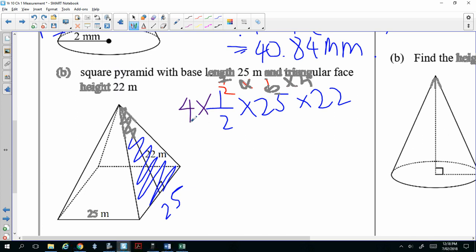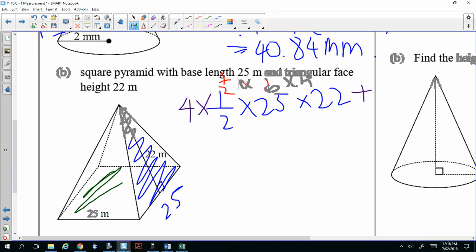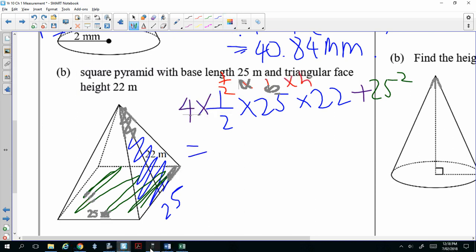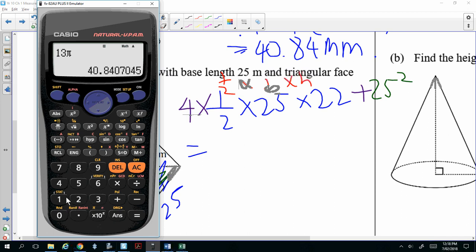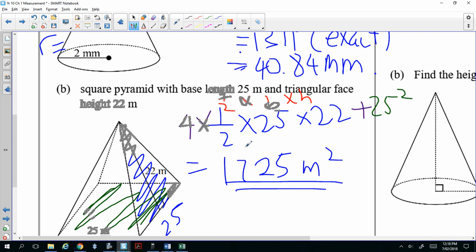So you go 25 square. And then you just press all of these on a calculator. So we just go 2 times 25 times 22 plus 25 square equal 1725. That will be the area of the pyramid. Okay, pyramid is a bit easier. You just have to find the area of the triangle and the square base. Okay, very easy. Alright, let's look at the next one.